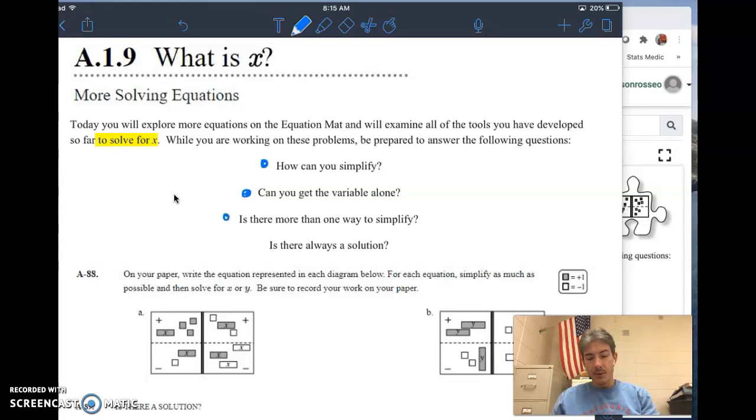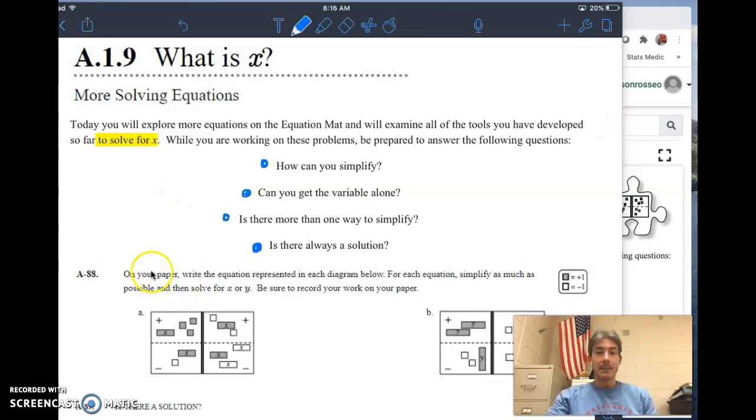There is, of course, as we've already discussed, more than one way to do some of these simplifications, but we might scratch the surface on something today that might be a little uncomfortable for you, right? There may not always be a solution. So let's go ahead and do some investigating here.